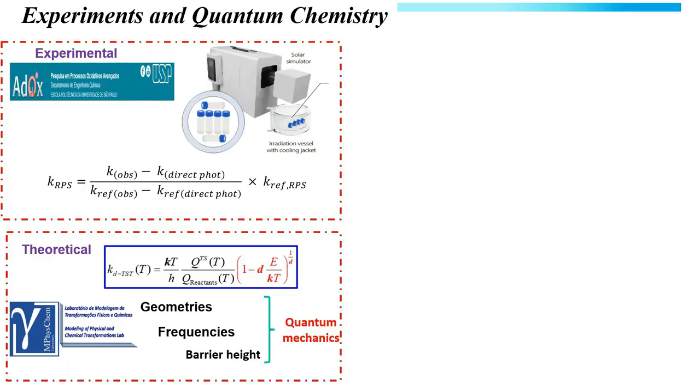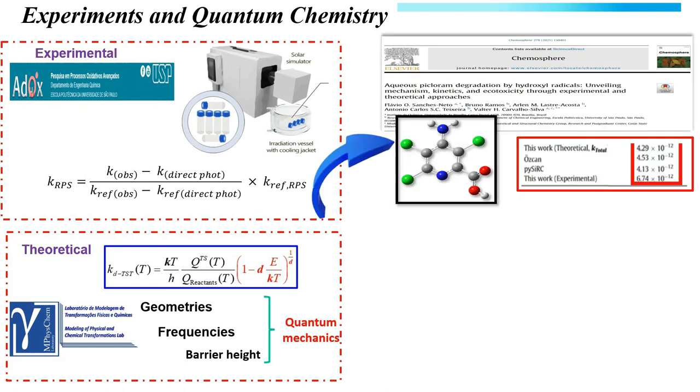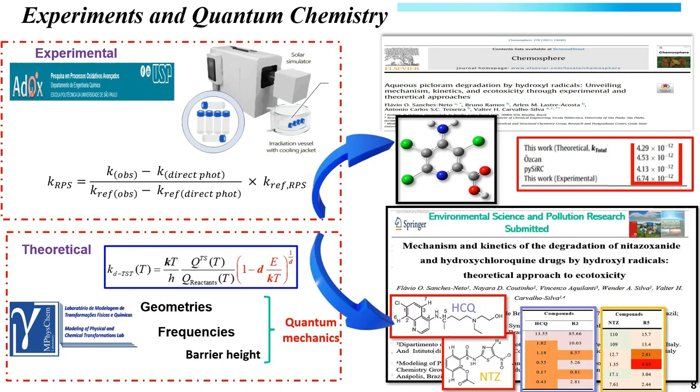With these tools, it's possible to study first the picloram. The picloram is the most used pesticide in the world, specifically in my region. It's used to control pasture in livestock. So with these tools, we can identify the mechanism, kinetics, and ecotoxicity of these molecules and their metabolism. The same has been applied to two other molecules, hydroxychloroquine and AMTZ. This molecule was indiscriminately used in Brazil against COVID. And we applied the same protocol to obtain mechanism, kinetics, and ecotoxicity.